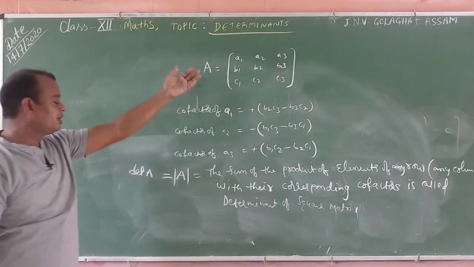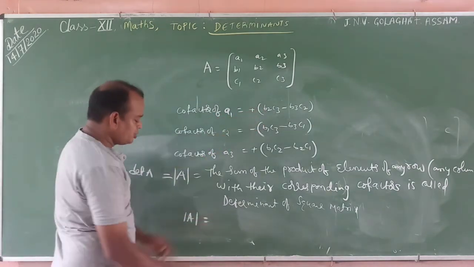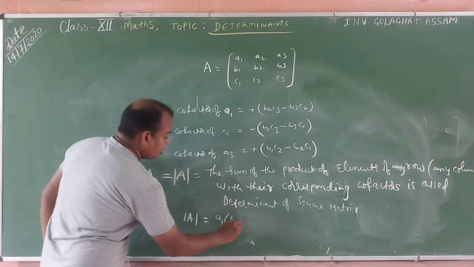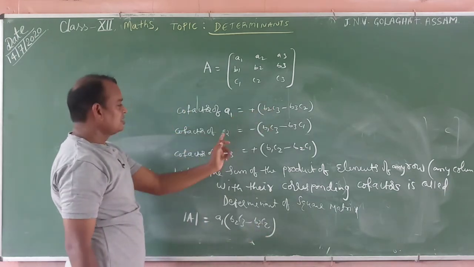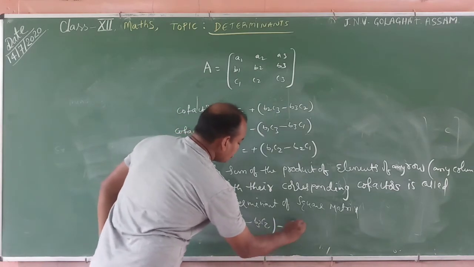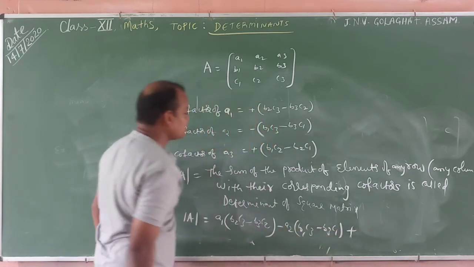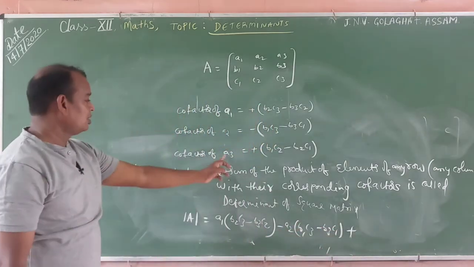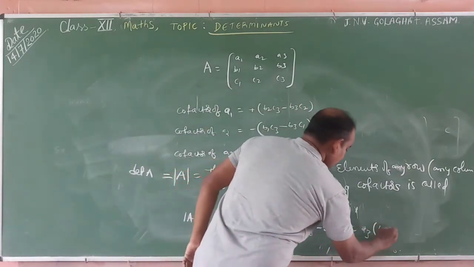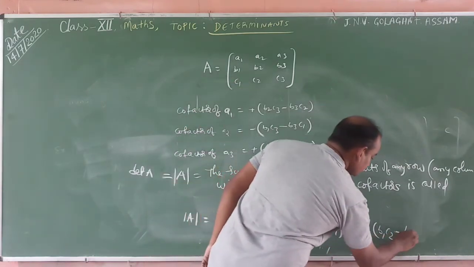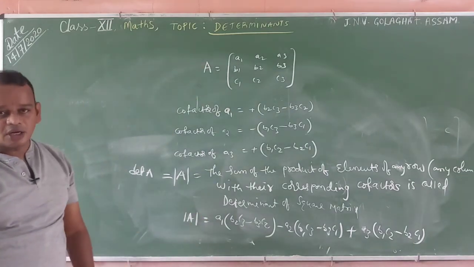Now what happened? This is the determinant. The determinant of A is equal to the first element A1 into its corresponding cofactor B2C3 minus B3C2. Product is over. Next, plus into minus, minus A2 into B1C3 minus B3C1. Next, the sum of the product of the elements, these two products, A3 into B1C2 minus B2C1. This is the determinant of the square matrix of order 3 by 3.